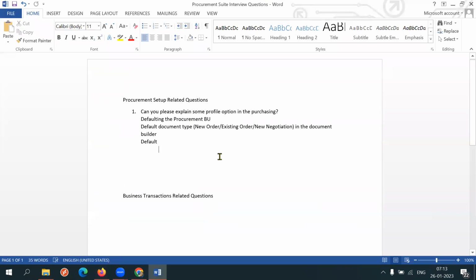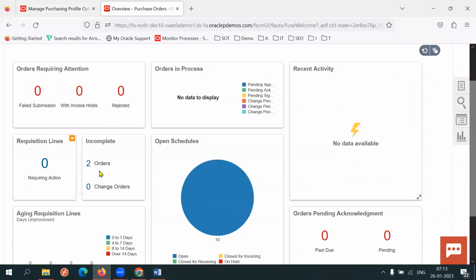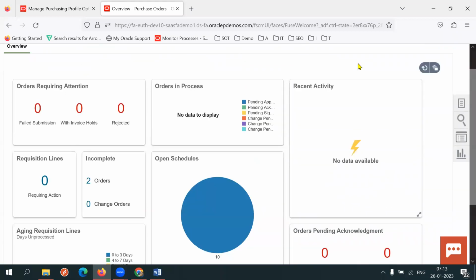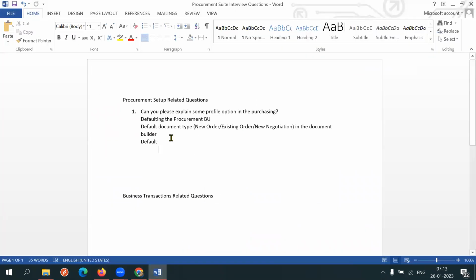Can you show that on the dashboard? Which one is going to reflect? Open schedules, orders in process, orders requiring attention, recent activity, all these are the infolets. Anyway, I don't want to add this into the list, because I don't want you to get cross questioned. That's why.